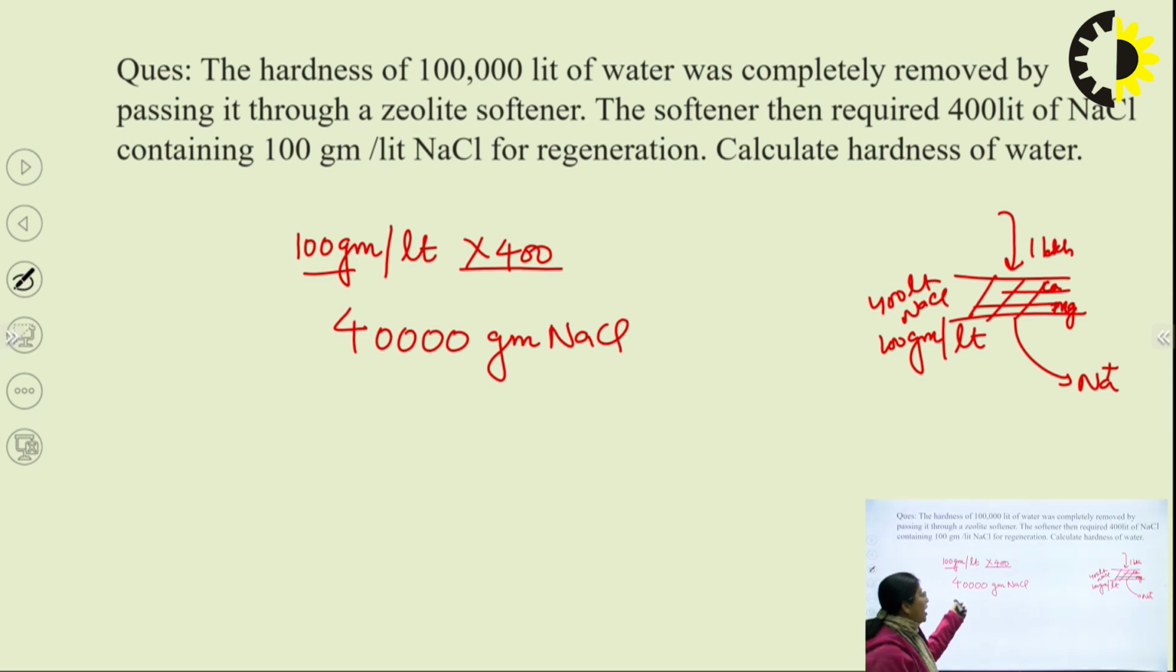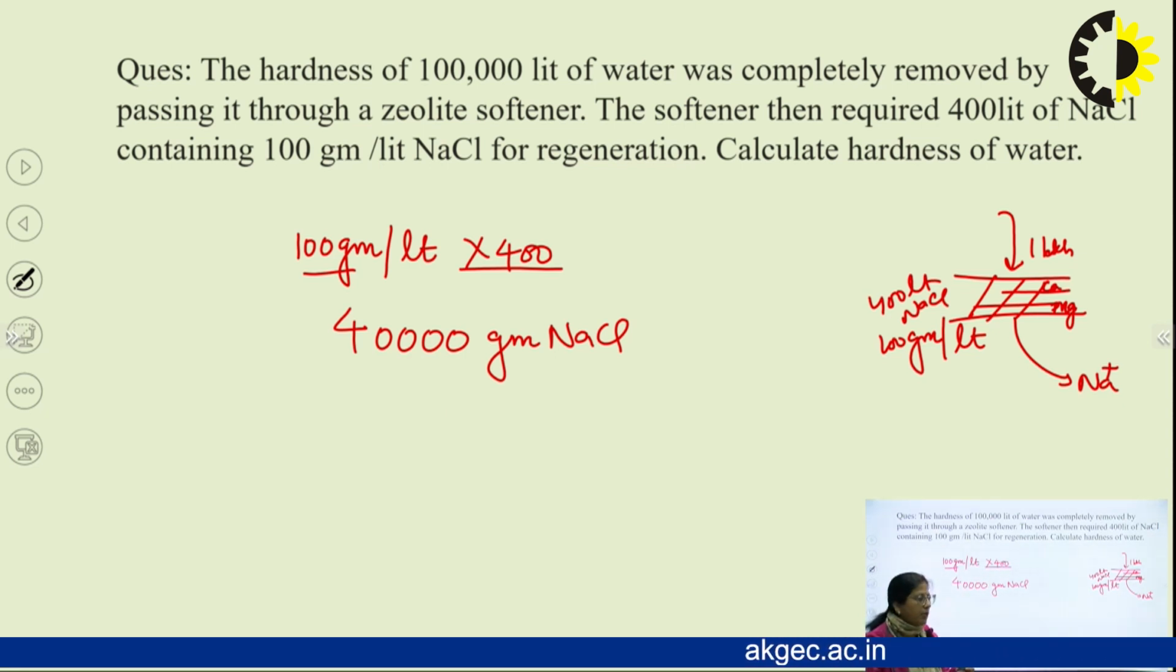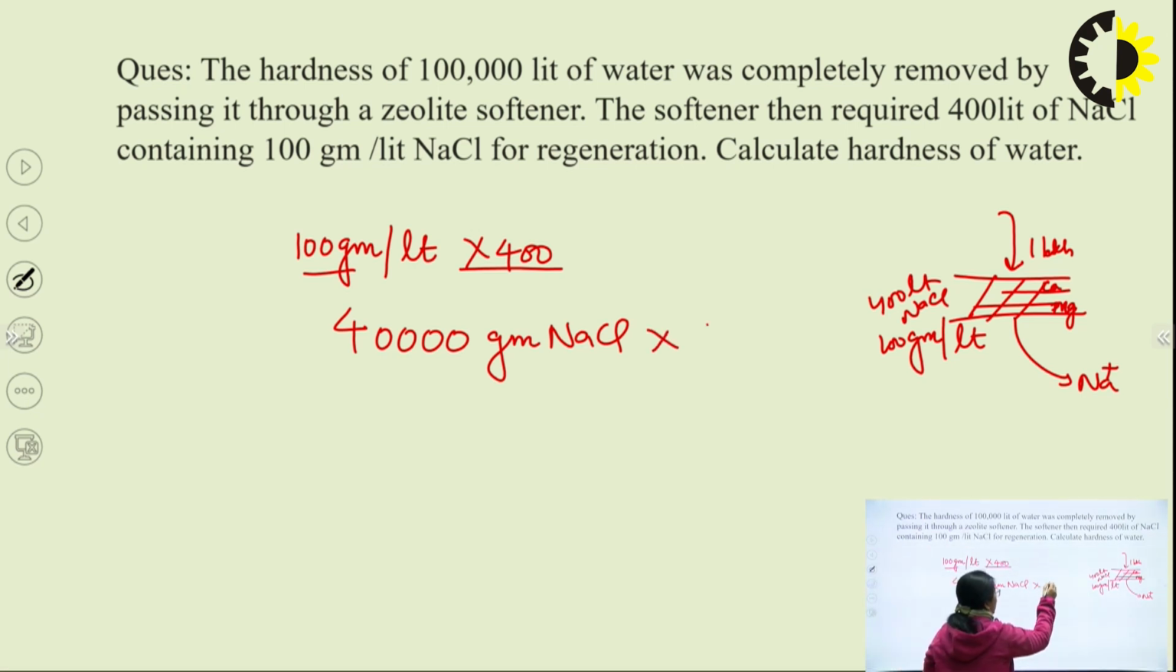Now, we cannot directly know the hardness. In water chemistry, calcium carbonate equivalence is taken as the hardness. Why? Because the molecular weight of calcium carbonate is 100, which makes the calculations easy, and it is the most insoluble salt which can be precipitated in water chemistry. So, for converting this into calcium carbonate equivalents, we multiply it by the equivalent weight of calcium carbonate and divide by the equivalent weight of NaCl.